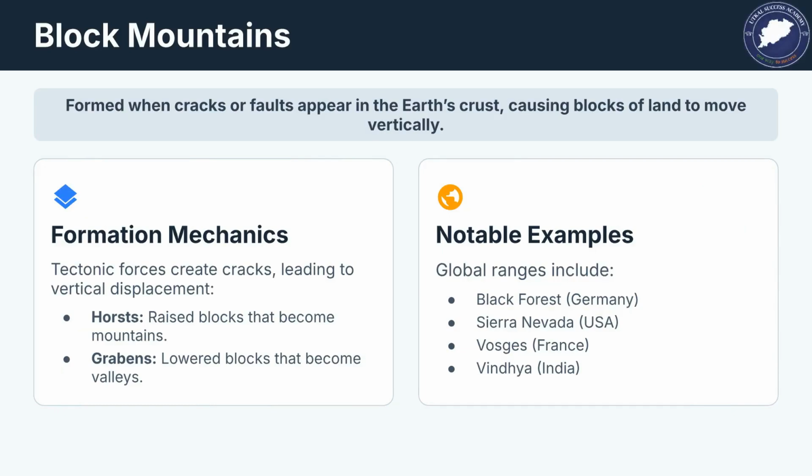The raised blocks are called horsts and form the mountains, while the lowered blocks are called grabens and form the valleys. Examples of block mountains include the Black Forest in Germany, the Sierra Nevada in the USA, the Vosges in France, and the Vindhya in India.